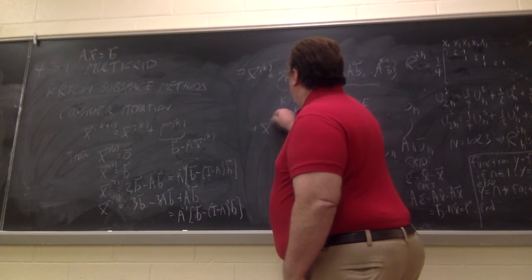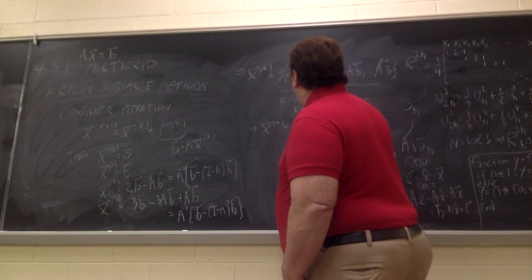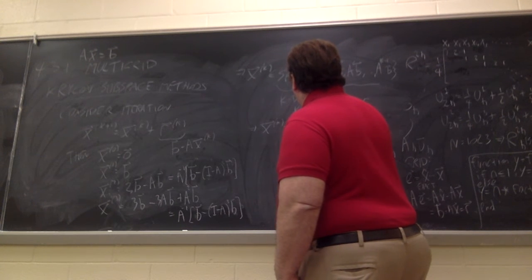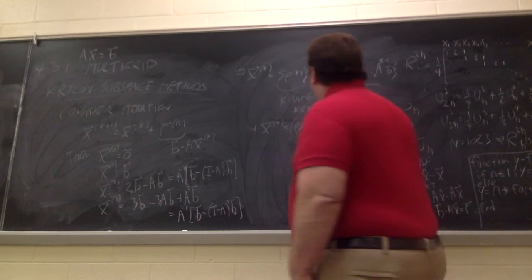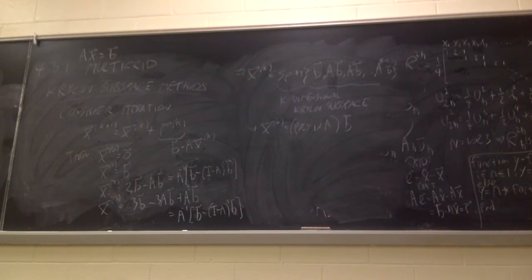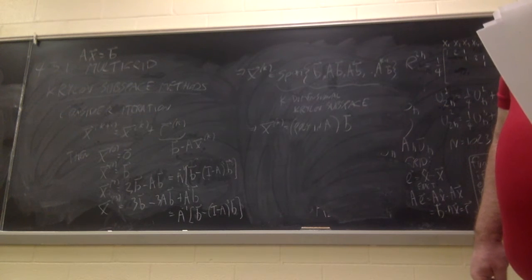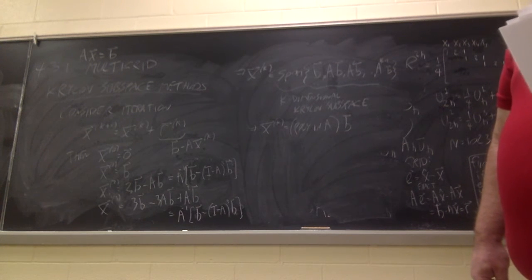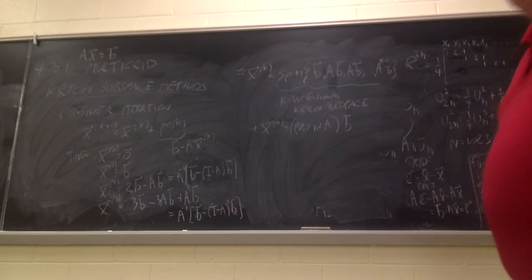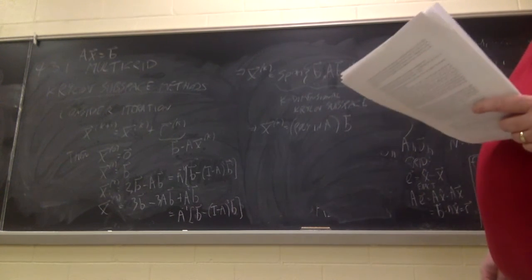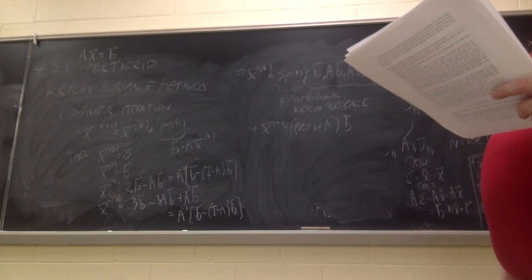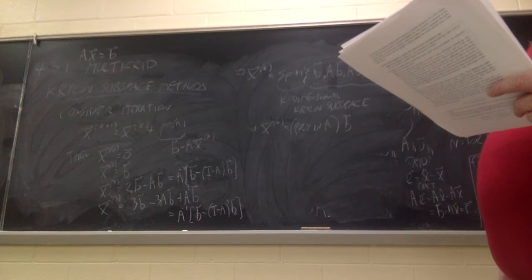So we can also say that x_k is equal to a polynomial in A times b. The Krylov subspace consists of all vectors that are equal to a polynomial in A up to degree k minus 1 times b. Now, this is for a very specialized iteration, but we want to use the same idea for iterations in general.